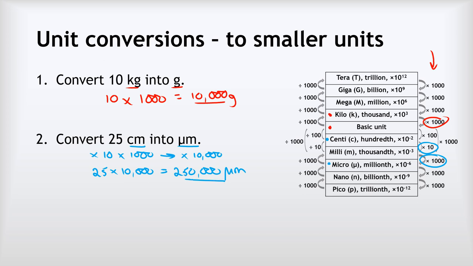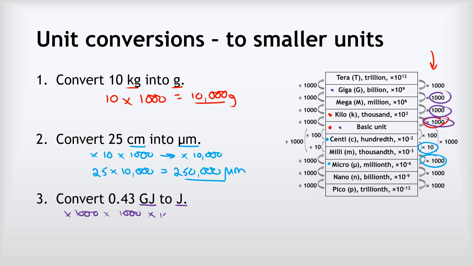Okay, and for our last example, we're going to look at trying to convert 0.43 gigajoules into joules. Now, gigajoules are right up here near the top, and we're going to try and convert into the basic unit joules down here. So we are going to need to multiply by 1,000 to go from giga to mega, then by another 1,000 to go from mega to kilo, and then by a final 1,000 to go from kilo to our basic unit. So if we are doing multiplying by 1,000 and then by 1,000 and then by another 1,000, that is the same as multiplying something by 1 billion, one with 9 zeros after it.